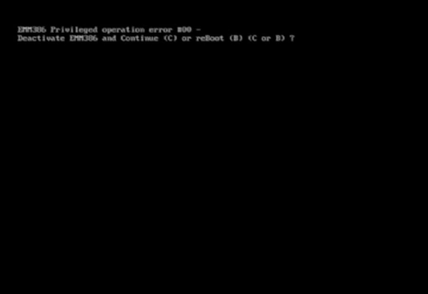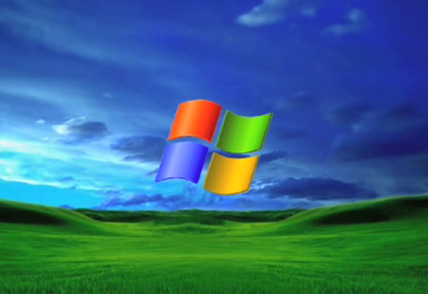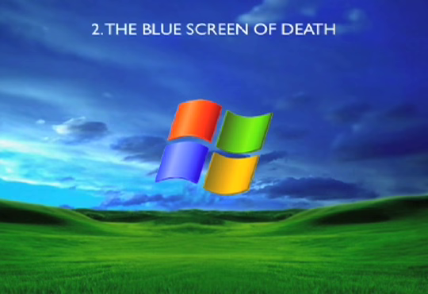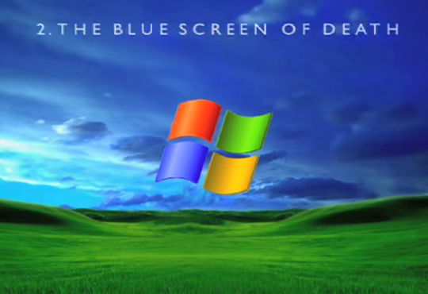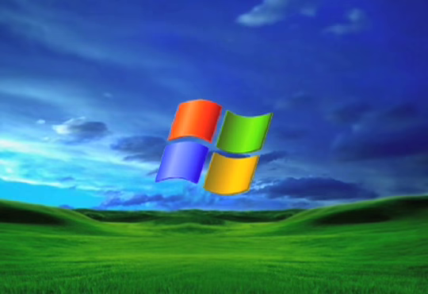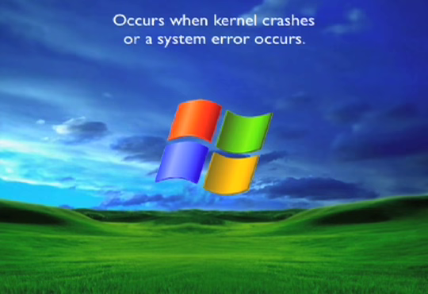And then here's one that shows more information. Of course, these are from older Windows systems, and not so much the new ones. Then there's the blue screen of death. I think we all know what that is.